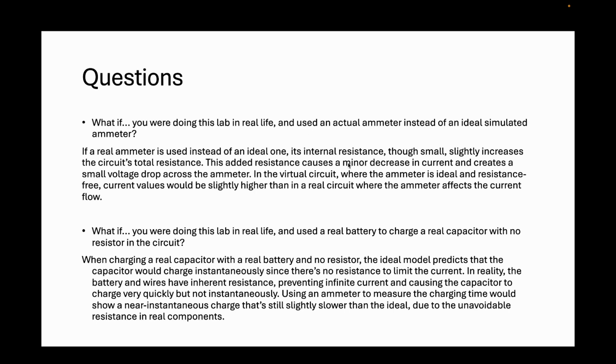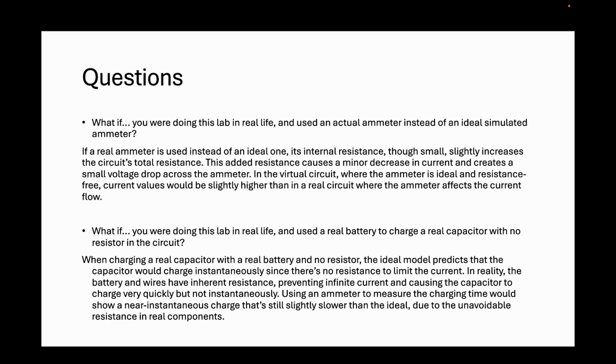places for error. And some questions that are going to be answered are, if we were doing this lab in real life and used an actual ammeter instead of a simulated ammeter, what would change is that its internal resistance, even though it's not too big, is going to affect the total resistance of the circuit. And this is going to cause a minor decrease in the current and a small voltage drop across the ammeter. And this didn't happen in the virtual circuit because the ammeter is ideal. So the values would be higher in the virtual circuit than in a real circuit.